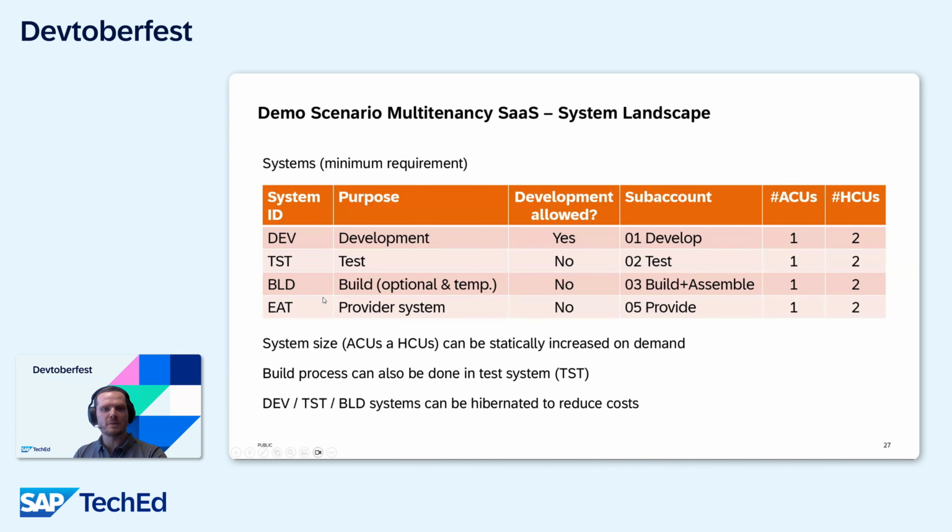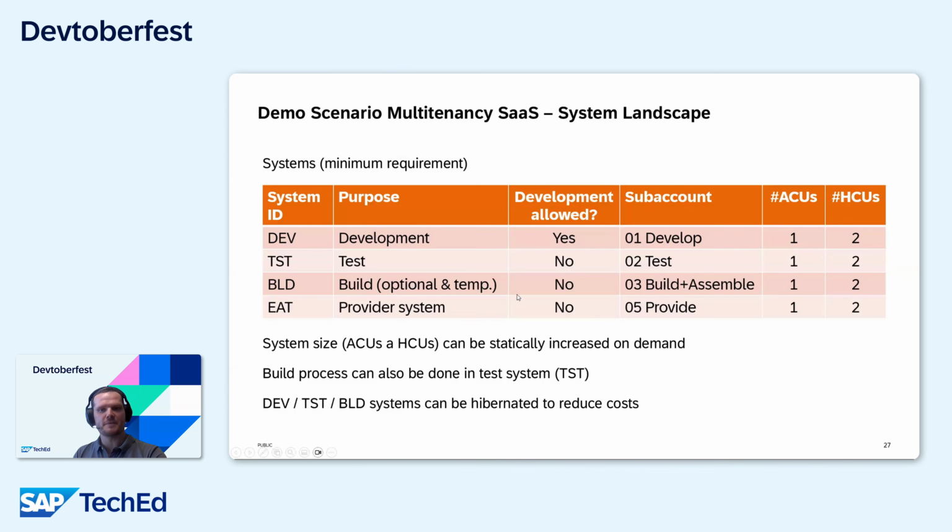In terms of the build system, there are different options to reduce costs. On one hand, you can say you want to have this build system just temporary, as a transient system. Or you can also say, I want to hibernate this build system if you decided to keep the system as a permanent system. Hibernate means that you can shut down and start the system whenever you want, on your purpose.